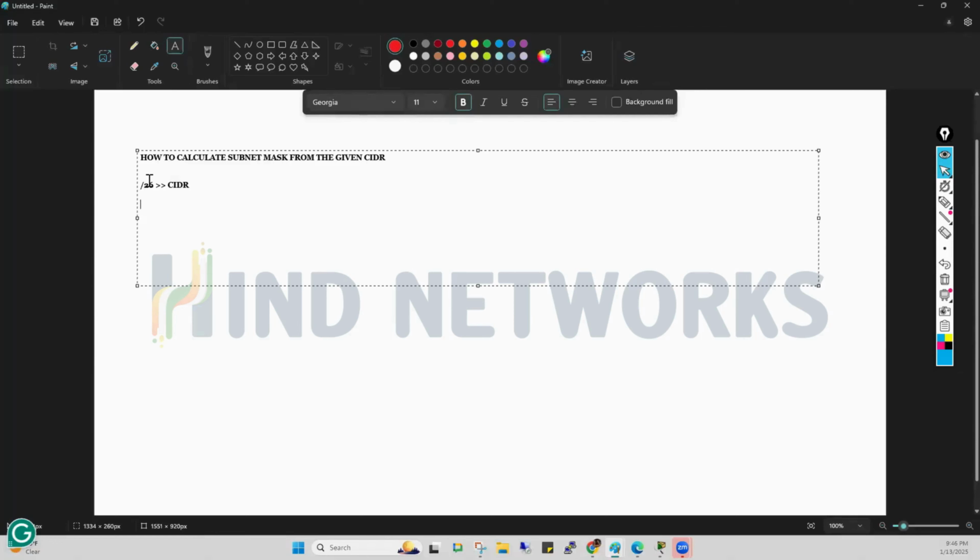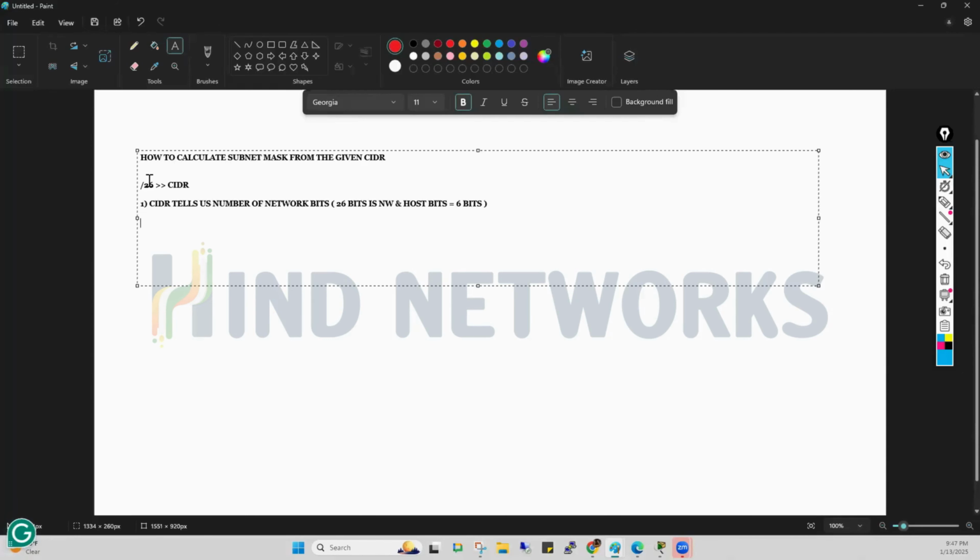The first thing I told you is that CIDR tells us the number of which bits? Network bits. So here 26 bits are called network bits. Yes or no? 26 bits are network, and how many host bits? Host bits is equal to how many? No, 6. 6 bits are called host bits.